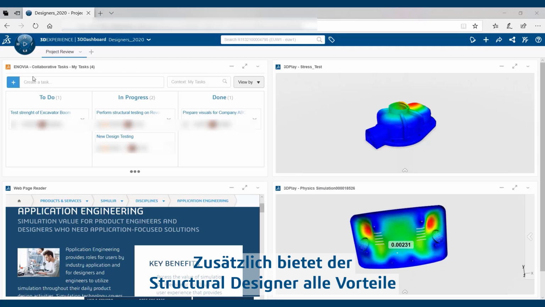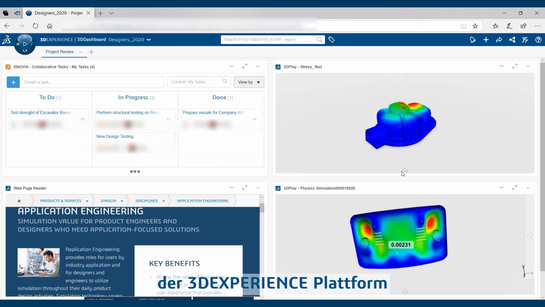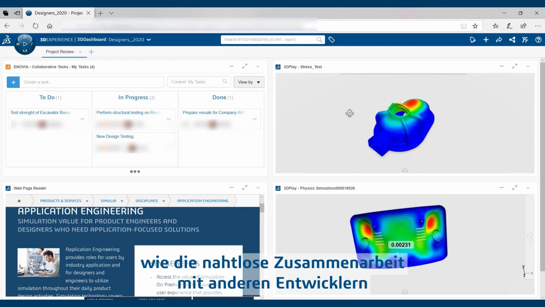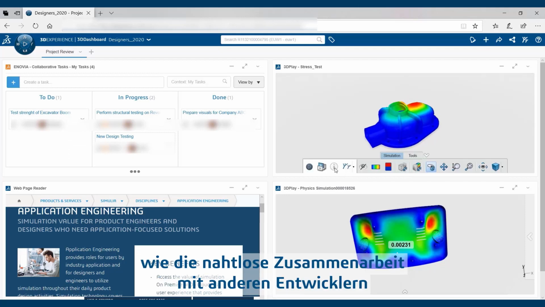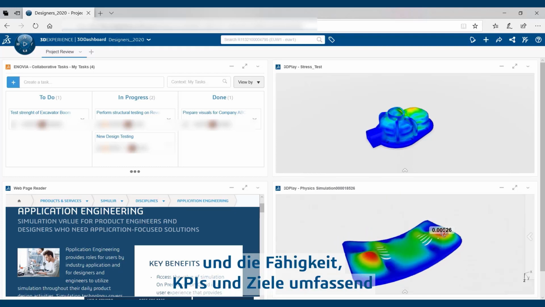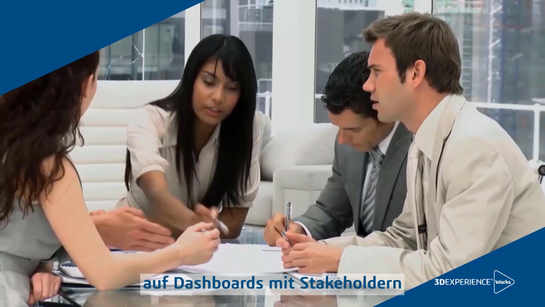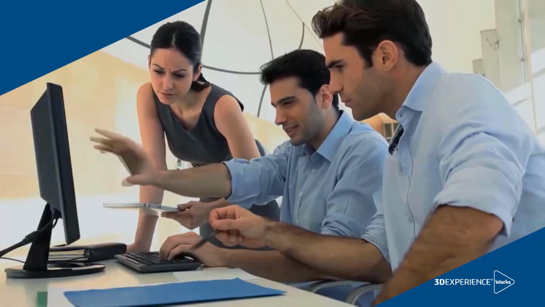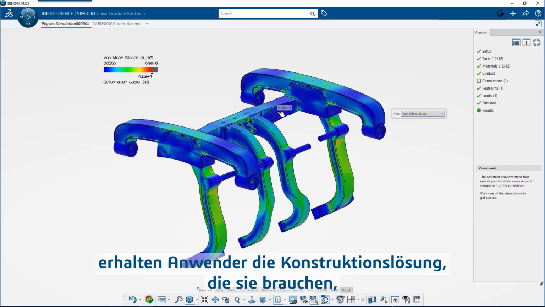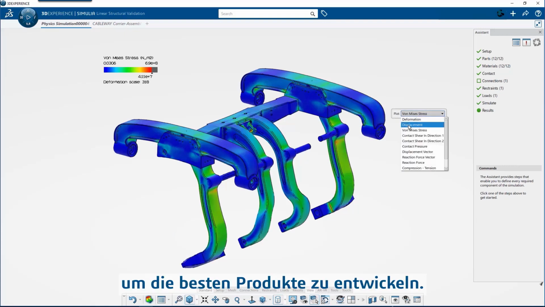Above all, Structural Designer provides all the benefits of the 3DEXPERIENCE platform for a unique product design journey, such as seamless collaboration with other engineers and other departments, and the ability to widely share KPIs and targets on dashboards with stakeholders throughout the design process. With Simulia's Structural Designer role, users get the design simulation solution they need to design the best products.